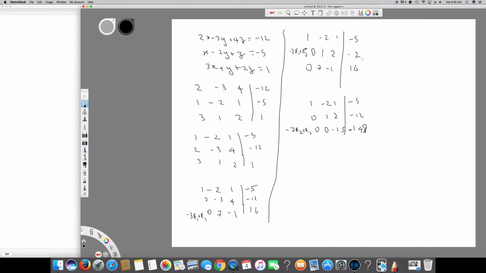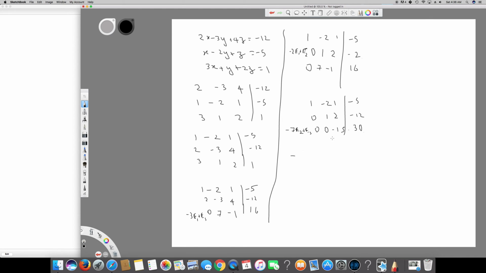Minus 2. And since this one is minus 2, 7 times minus 2 is minus 14... actually minus 7 times minus 2 is plus 14. Plus 14 plus 16 is going to be 30. See, if you made a simple mistake, it changes everything. So we have to be careful. 30. So since we have this one here, we can find the final answer.